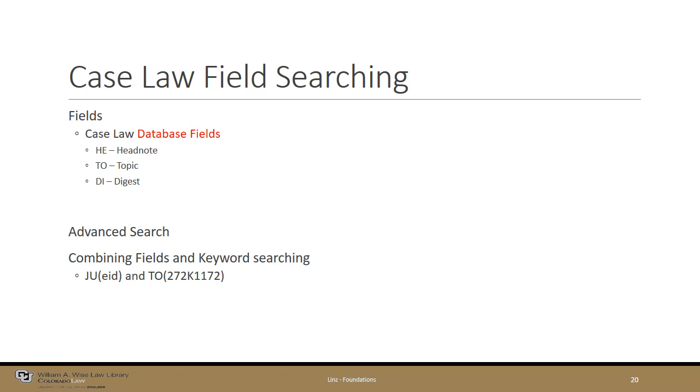Down below, you see I have an example of a search where we're combining fields and keyword searching to find relevant cases. In this case, this search, JU (ID) and TO (272 K1172), is asking our database to return cases that were authored by Justice Ide of the Colorado Supreme Court, but dealing with, or where the case is about, the topic of labor and employment law.